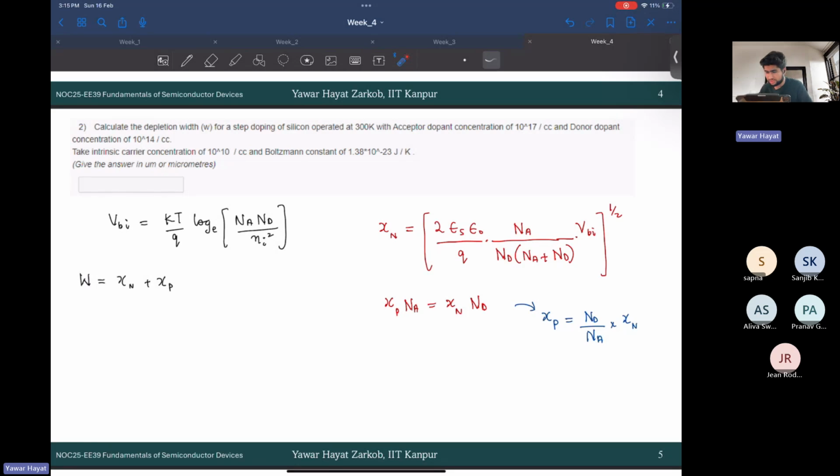Also, tell me one thing. Your acceptor dopant concentration is 10 to the power 17. The donor dopant concentration is 10 to the power 14. Right? So there is a difference of three orders. What do you expect? How should xp and xn be in relative magnitudes? Would one be very large than the other? Would they be comparable or what?